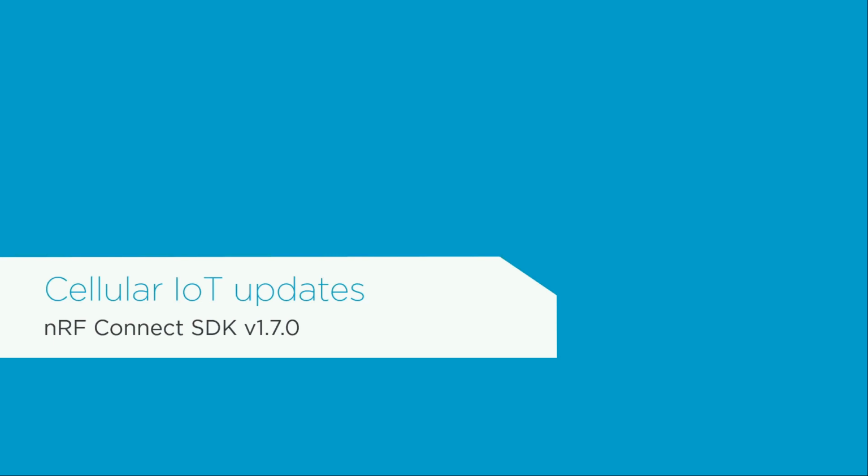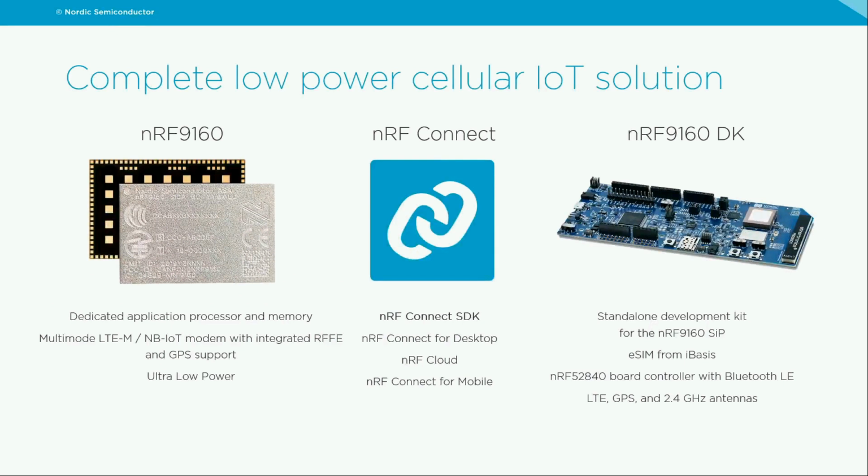Today I wanted to start out with an overview, providing you with insight on what we actually offer when it comes to Cellular IoT at Nordic Semiconductor. First out, we have the nRF9160, which is the system in package containing the cellular modem capable of LTE-M and narrowband IoT, and also with integrated GPS support. In the same package, there is a Cortex ARM M33 application processor, and this is the hardware basically.